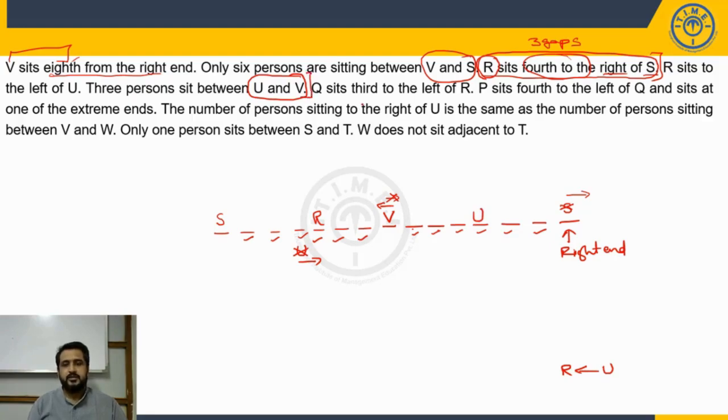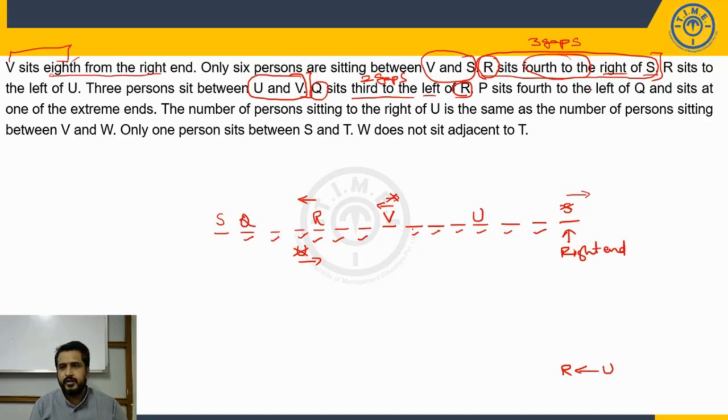Now what is next? Q is third to the left of R. Third to the left is nothing but how many gaps will be there? 2 gaps will be there to the left side of R. And who has to be placed? Q. So R is here. So this hand side will be the left hand side. 2 gaps, and here is the position of Q.